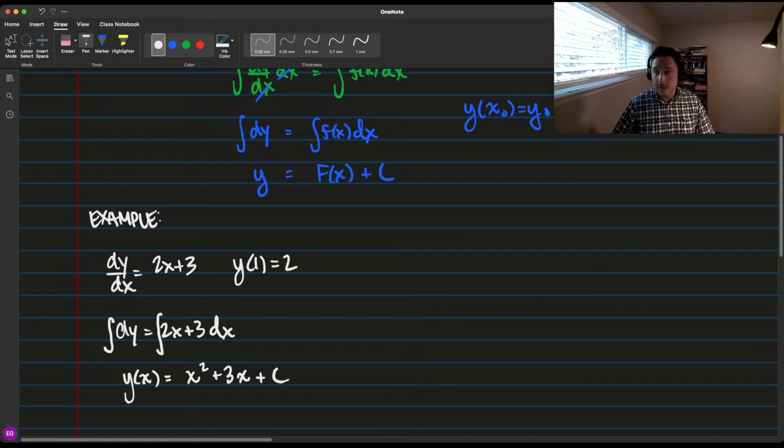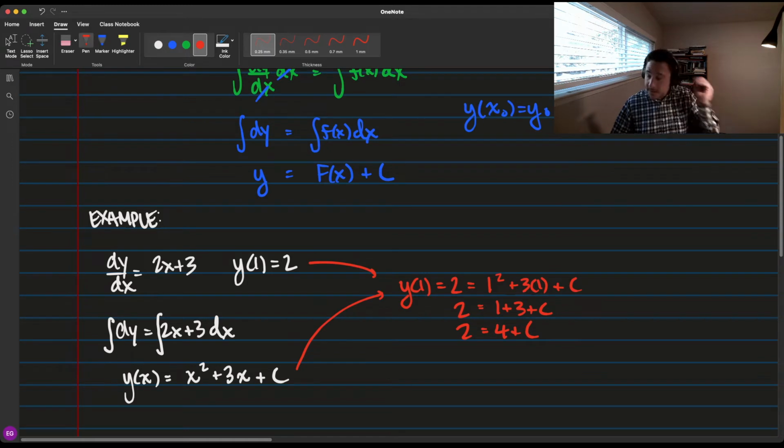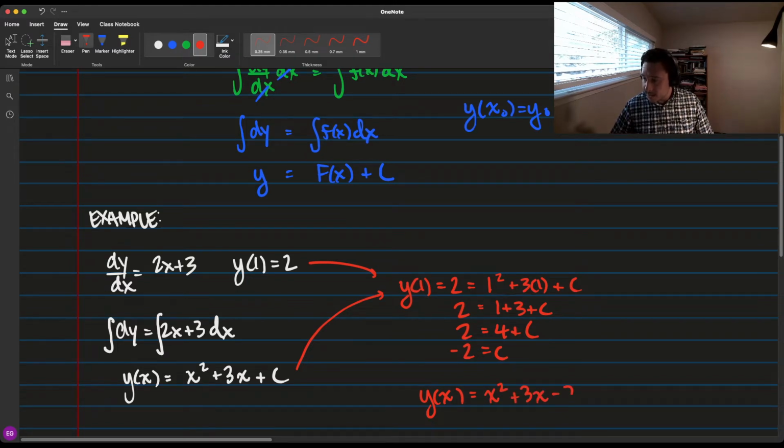You can now plug your initial value into this, and you get y of 1 equals 2. Now if you plug that 1 in, you get 1 squared plus 3 times 1 plus c. So you get 2 equals 1 plus 3 plus c. 2 equals 4 plus c. Subtract 4 from both sides, you get c equals negative 2. So what would your particular solution for this initial value problem be? Your particular solution would be y of x equals x squared plus 3x minus 2.